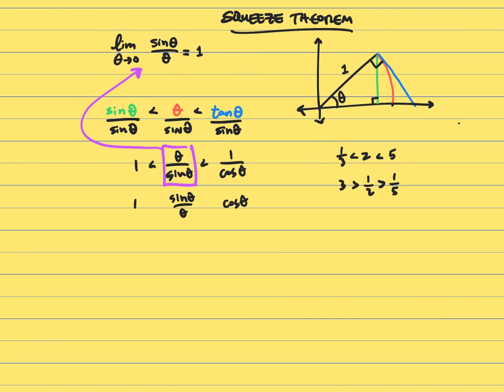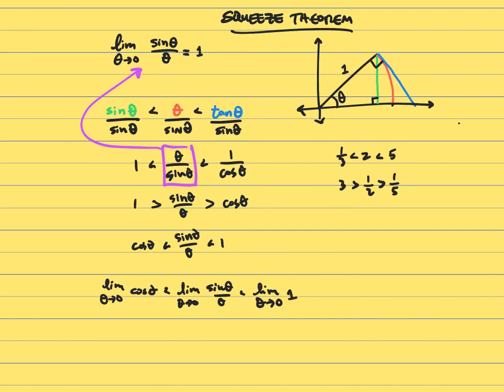Of course, I flip my inequalities. Let me rearrange this because I don't like inequalities facing that direction. So I'm going to say that's less than 1, and that's greater than cosine of theta. Now if this is true, then shouldn't the limit as theta goes to 0 of cosine theta be less than the limit as theta goes to 0 of sine of theta over theta, which is less than the limit as theta goes to 0 of 1?